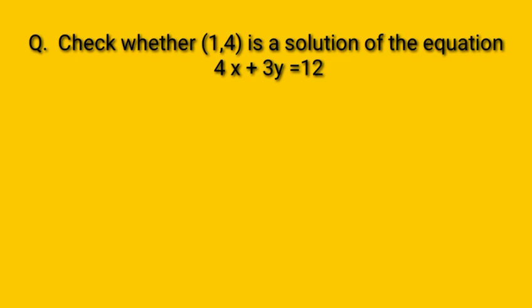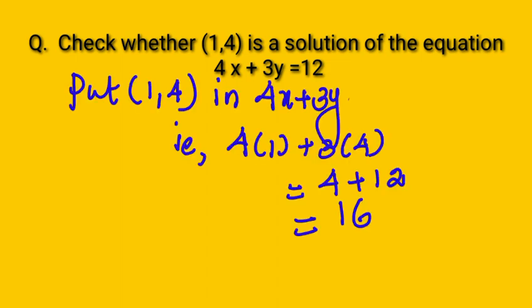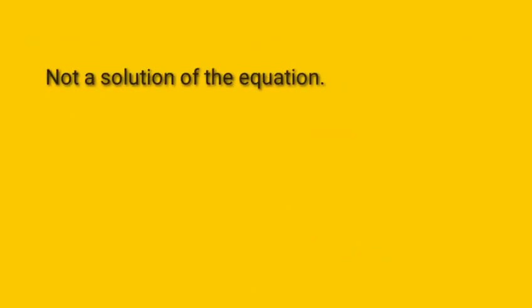Okay, so we can check. Take the left side, 4x plus 3y, and substitute the values 1 and 4. 4 into 1 plus 3 into 4, that is 4 plus 12. The answer is 16. So it is not a solution. We have the equation 4x plus 3y is equal to 12, but here we got the answer as 16. So we can say that (1, 4) is not a solution of the given linear equation.